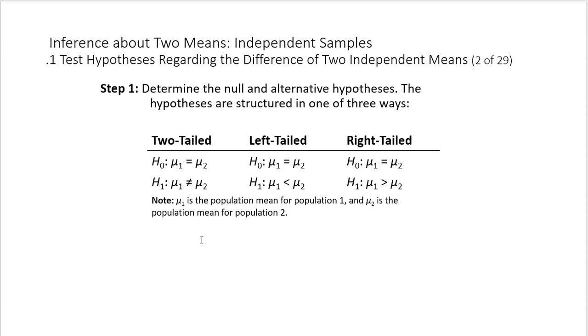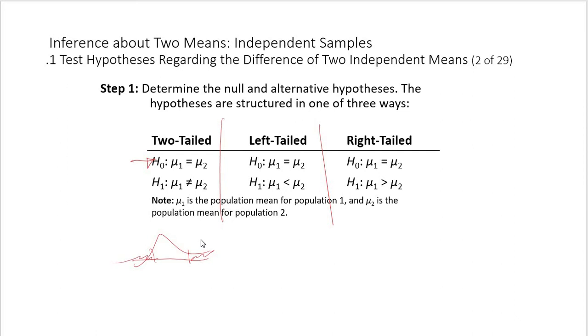In order to test hypotheses regarding the difference of two independent means, we're going first to determine the null hypothesis and the alternative hypothesis. There are three ways that we can construct the hypotheses. The first way is the two-tailed test. In the two-tailed test, the null hypothesis is a statement of equality: the mean of the first population is equal to the mean of the second population. And the alternative hypothesis is that the first mean is not equal to the second mean of the population. This is called the two-tailed test.